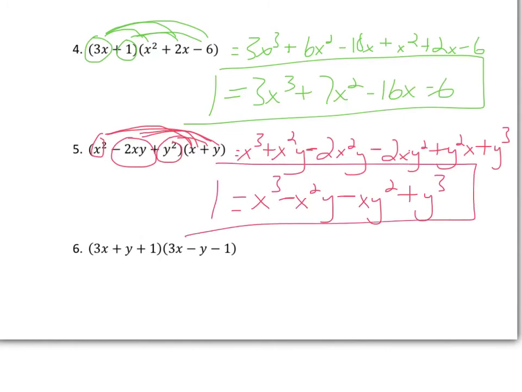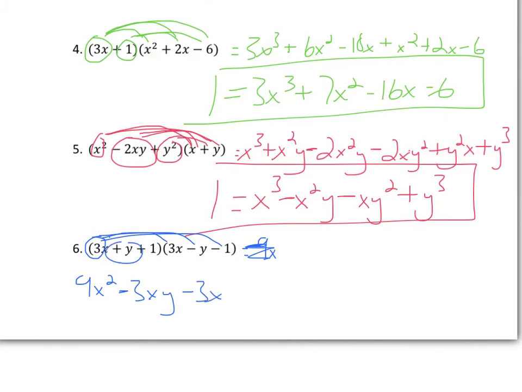Last one, trinomial times a trinomial. Luckily you see that there's a lot of similarities between these, so you're probably going to get some cancellations, but we're going to go through the whole thing anyway. So you have to distribute each one. From this first one, we're going to take the 3x, distribute it everywhere. And we'll get 9x squared minus 3xy minus 3x.